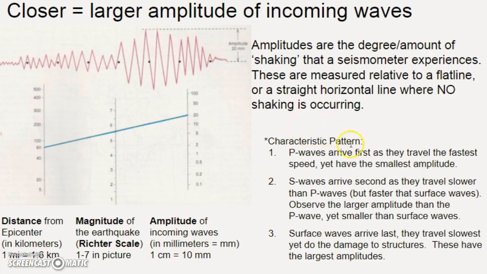So let's connect this to what we've done in the past. You'll see a characteristic pattern. The P waves arrive first, because they travel the fastest, yet they have the smallest amplitudes. S waves arrive second, because they travel slower than P waves, but faster than surface waves. Observe the larger amplitude of the S wave than the P wave, yet smaller than surface waves. And finally, surface waves arrive last. They travel the slowest, yet they do the damage to structures. These have the largest amplitudes.